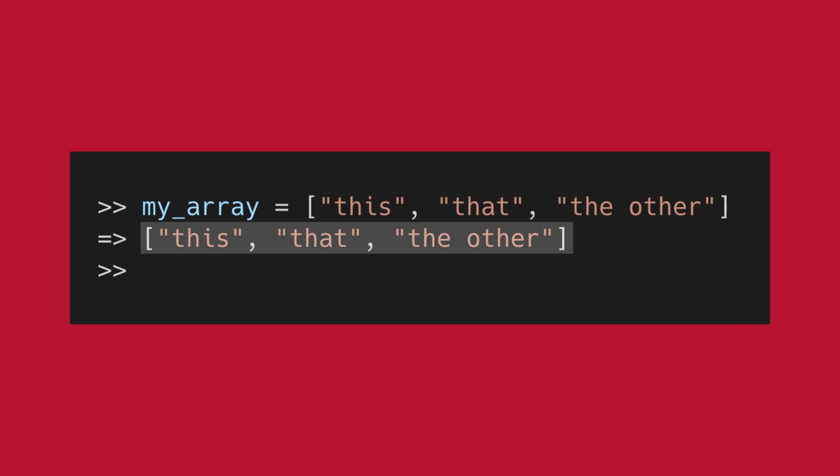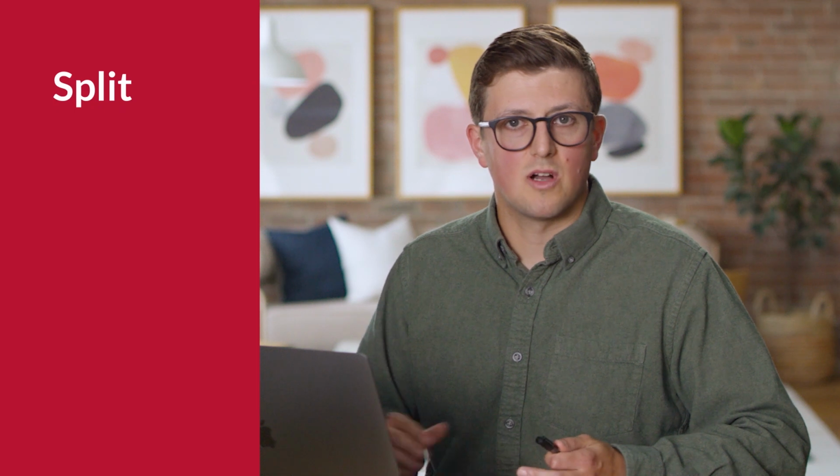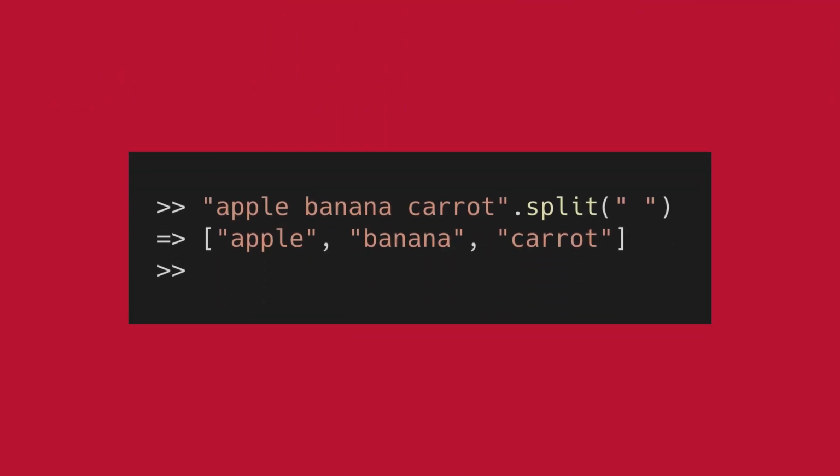Now what if you have a string value and you want to turn that into an array? Well, there is a method available on string called split. And you can see in the code what we're doing here. We have a string apple space banana space carrot. And we want to split that string on the space character, right? So by calling that method, we have a new array returned where anytime there was a space, that separated the items that are pushed into the array.